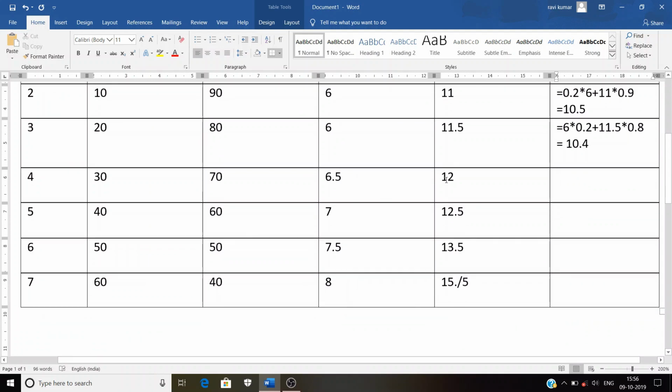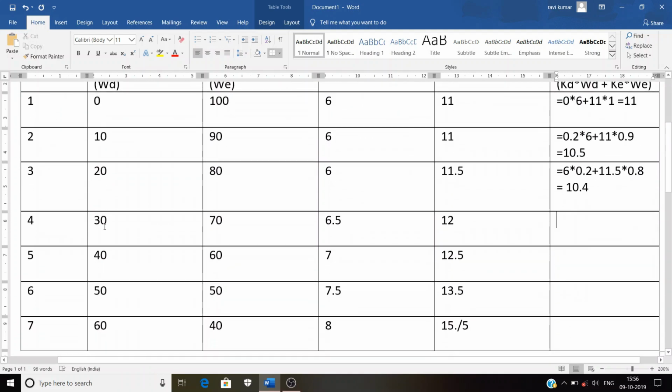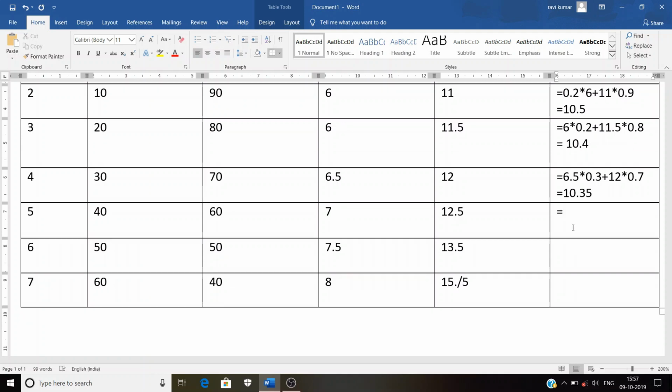Similarly, in the fourth case, the weight of debt is 30 and weight of equity is 70. So when you solve this, you will get 6.5 that is cost of debt multiplied by weight of debt that is 0.3, and 12 that is cost of equity multiplied by weight of equity that is 0.7. So when you solve this, you will get 10.35.